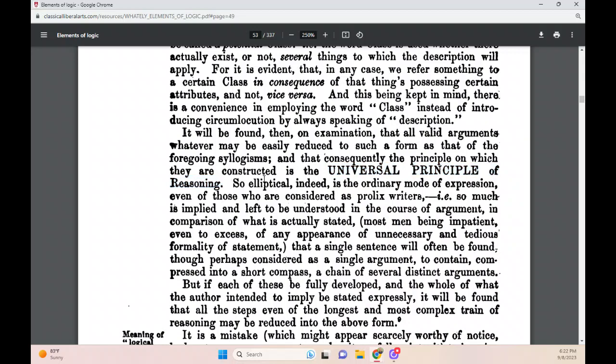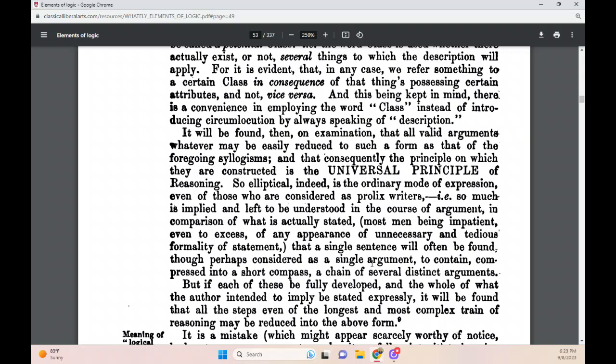So elliptical indeed is the ordinary mode of expression, even of those who are considered as prolix or productive writers, that is, so much is implied and left to be understood in the course of an argument, in comparison of what is actually stated, that a single sentence will often be found, though perhaps considered as a single argument, to contain, compressed into a short compass, a chain of several distinct arguments.